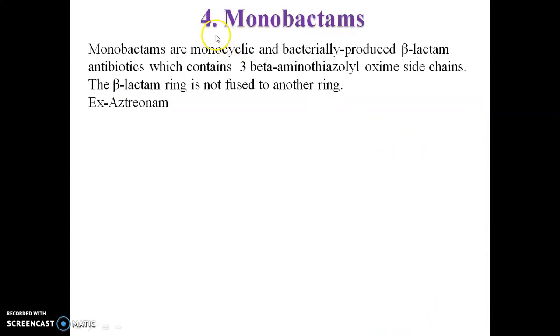Then the next class is monobactam. Why are these called monobactams? Because they are bacterially produced beta-lactam antibiotics which contain a 3-aminothiazolyl oxime side chain, and they contain only one ring in the structure. It is not fused with any other ring.